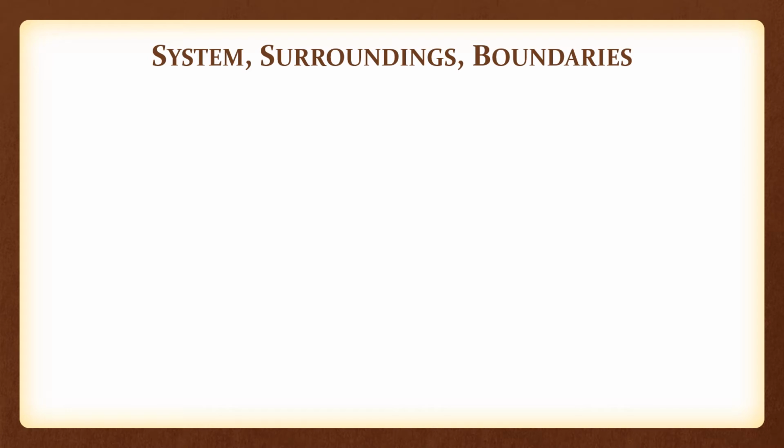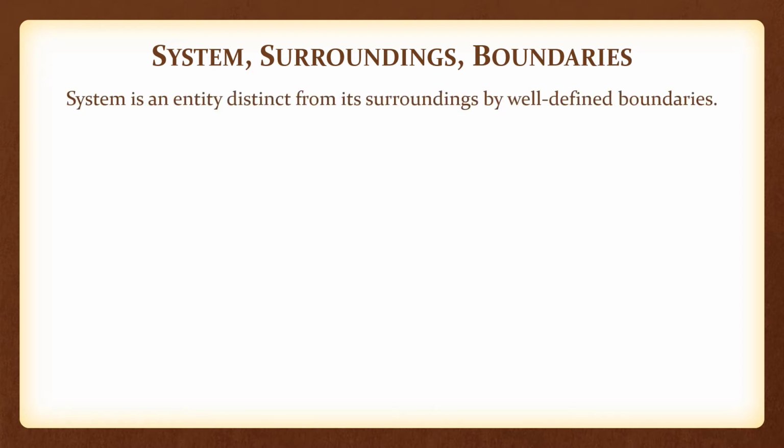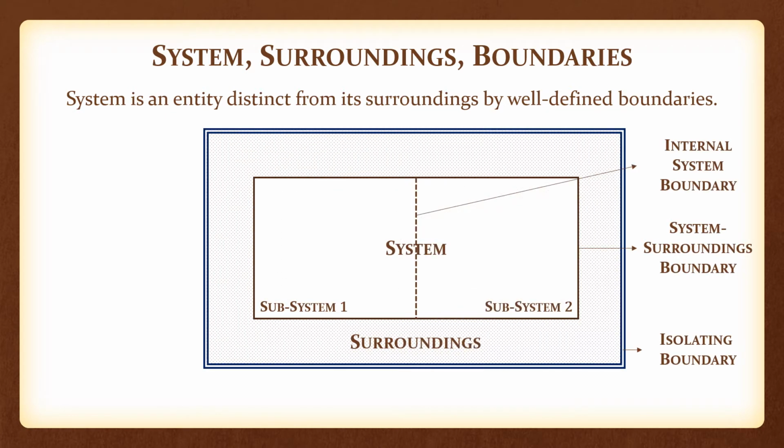We start from the very basics of thermodynamics by defining system, surroundings, and boundaries. System is an entity that is distinct from its surroundings, and the distinction is given by well-defined boundaries. Now consider this system of arbitrary geometry. It is just shown as if it is a rectangle for convenience. This system has a boundary that separates the system from the surroundings. That is the system surroundings boundary.